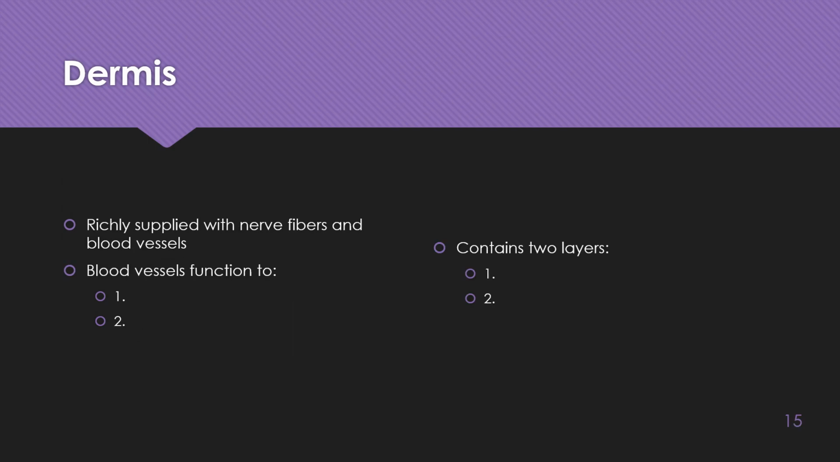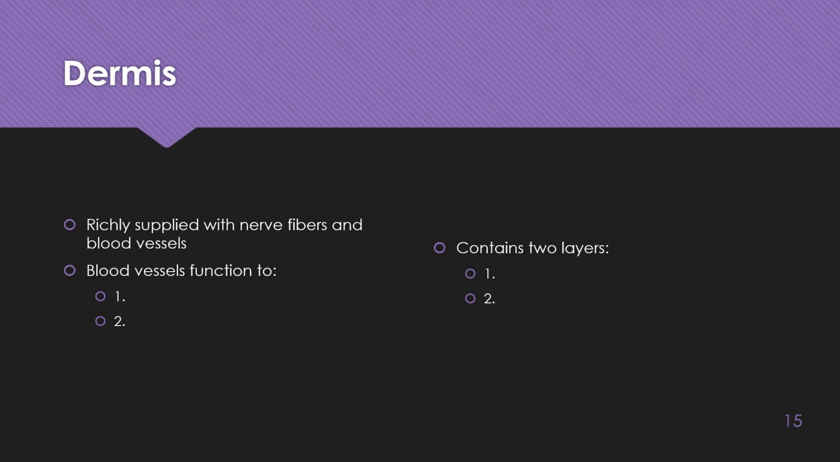Okay. The dermis is richly supplied with nerve fibers and blood vessels. The blood vessels have two functions. The blood vessels are going to supply nutrients to the dermis and epidermis because the epidermis actually contains no blood vessels or no blood supply. So it's the job of the dermis to make sure that it's getting the nutrients and oxygen and things that it needs. And the second function of our blood vessels is temperature regulation.